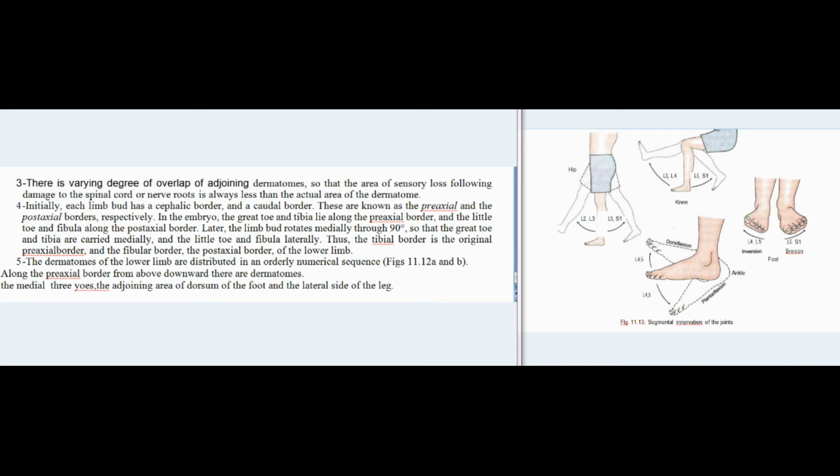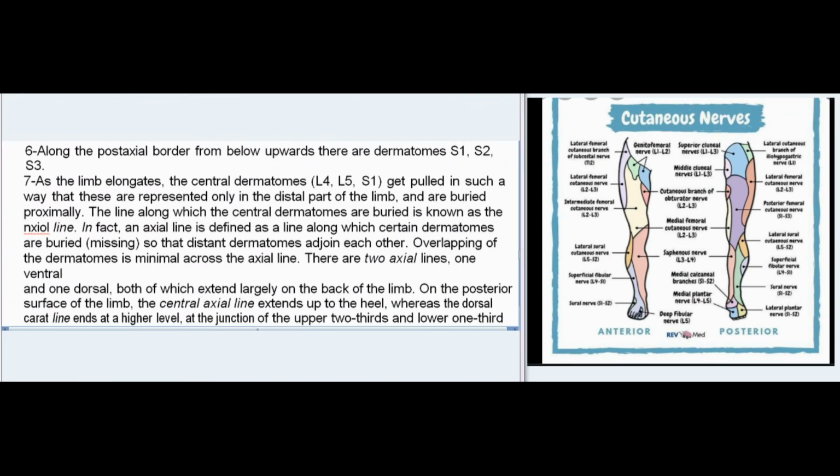5. The dermatomes of the lower limb are distributed in an orderly numerical sequence, Figs 11.12a and b. Along the pre-axial border from above downward there are dermatomes. The medial 3 toes, the adjoining area of dorsum of the foot and the lateral side of the leg are supplied by segment L5. 6. Along the post-axial border from below upwards there are dermatomes S1, S2, S3.